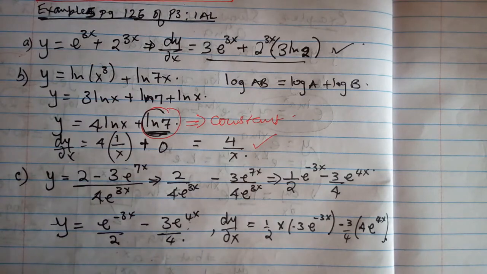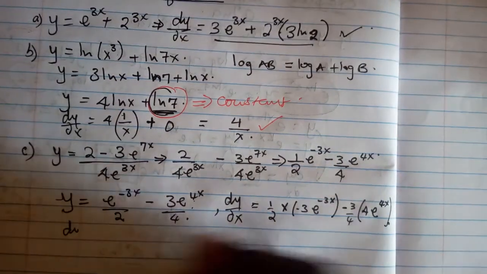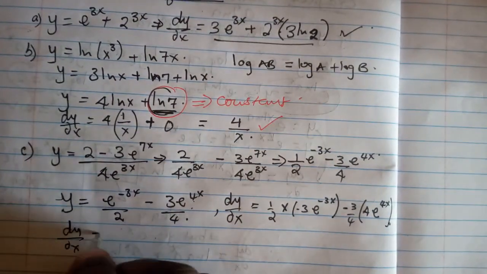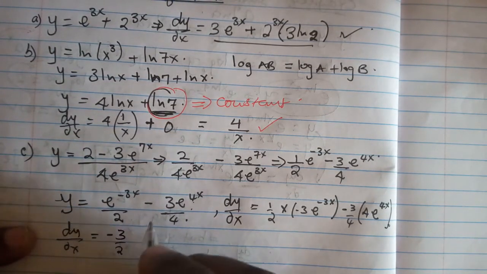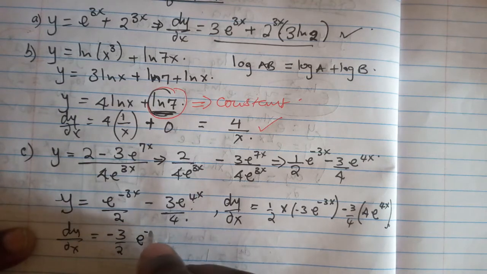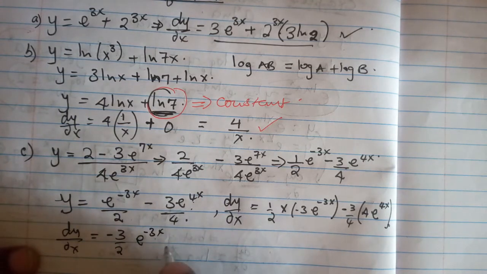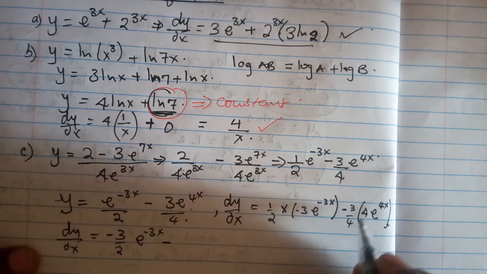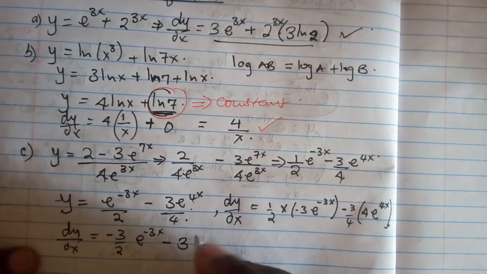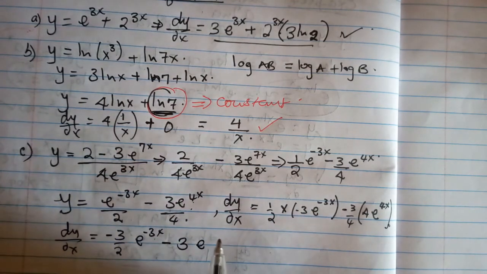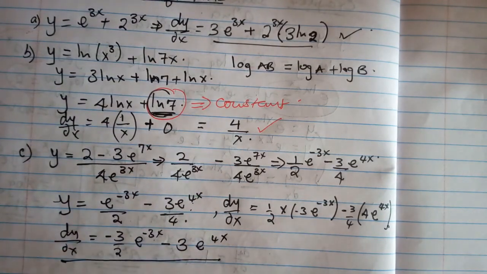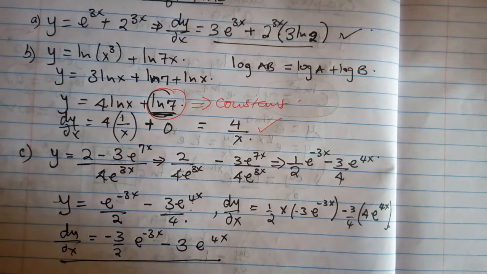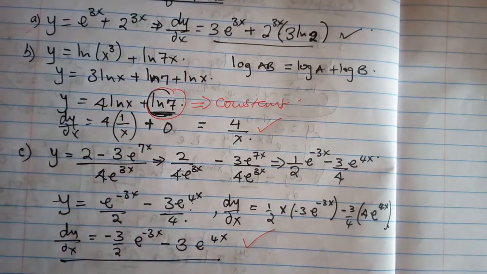If we clean up this one, dy/dx becomes minus 3 over 2 e raised to power minus 3x. Of course, minus 3 over 4 times 4 is minus 3e raised to power 4x. And that is just like it. So we have been able to differentiate the three statements. That is the end of it.